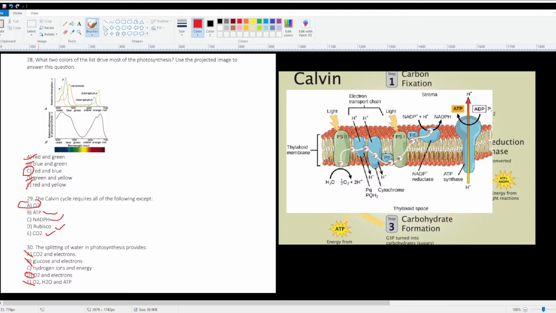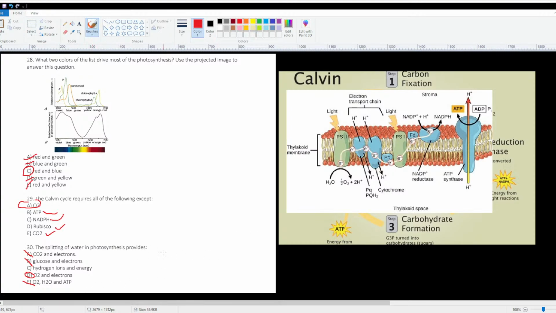So if you're stuck on a question, or confused about a question, just use common sense, or it's not even really common sense, just use logic. That's better, because some of these answers are common sense, like why would splitting of water produce water? That doesn't make any sense. But you just have to use logic as well. Why would the splitting of water produce carbon molecules? So the only logical answers would be hydrogen ions or energy.